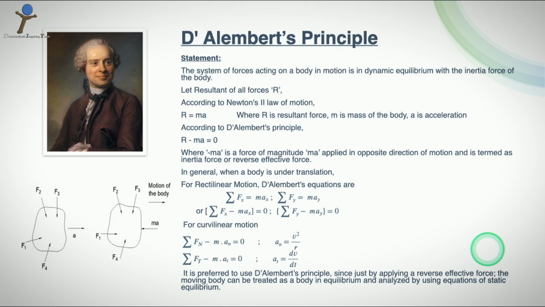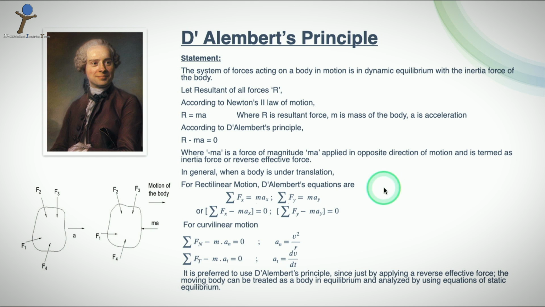Let's understand D'Alembert's principle for a dynamic condition. The system of forces acting on a body in motion is in dynamic equilibrium with the inertia force of the body. Let R be the resultant of all forces, then according to Newton's second law of motion, R is equal to ma, where m is the mass of the body, a is the acceleration. According to D'Alembert's principle, R minus ma equal to 0, where ma is the force of magnitude applied in the opposite direction of motion and is termed as inertia force or reverse effective force.